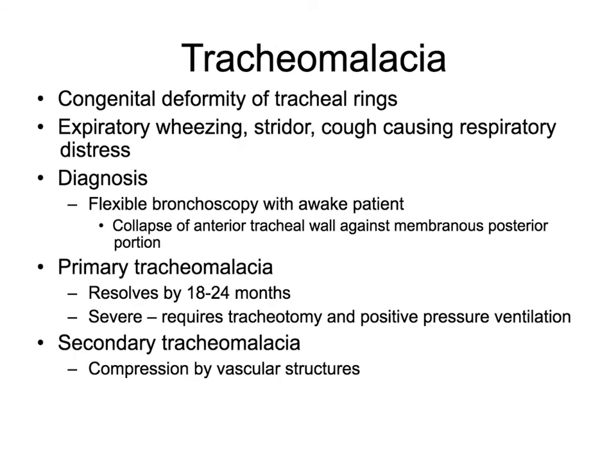Tracheomalacia is a congenital deformity of the tracheal rings. You'll hear expiratory stridor, wheezing, and cough causing respiratory distress. Diagnosis is made by flexible bronchoscopy with the patient awake. Collapse of the anterior tracheal wall against the membranous posterior portion is seen. Primary tracheomalacia usually resolves by 18 to 24 months. The severe form requires tracheostomy and positive pressure ventilation.